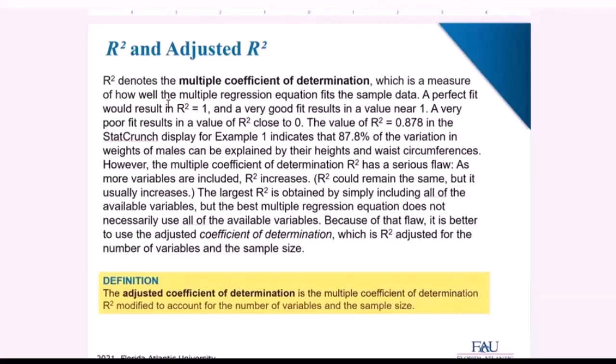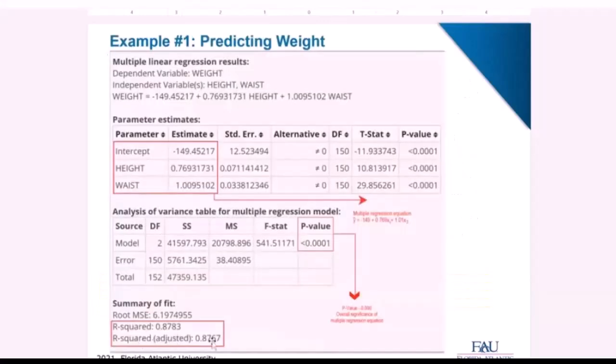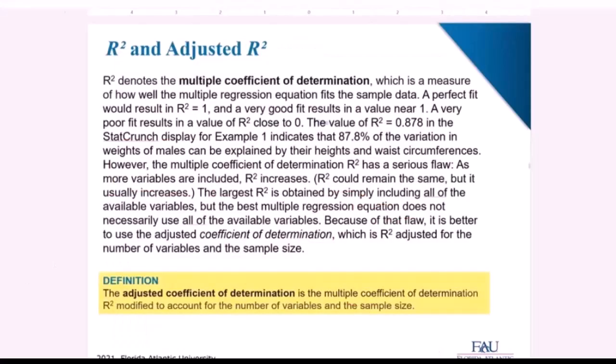The value of R squared equals 0.878 in the StatCrunch display, and our adjusted is 0.867. If the value of R squared is 0.878, that means that 87.8% of the variation in weights of males can be explained by their heights and waist circumference. This is a good determinant for how we could estimate someone's weight.